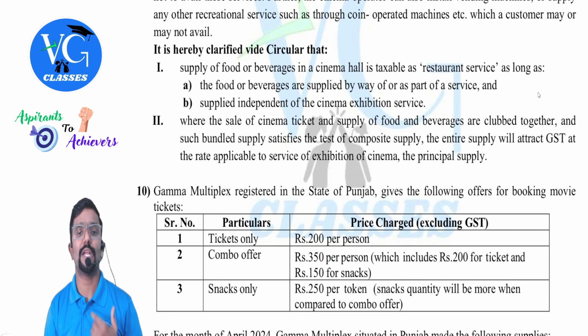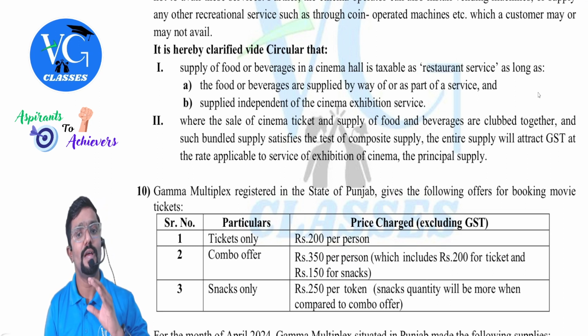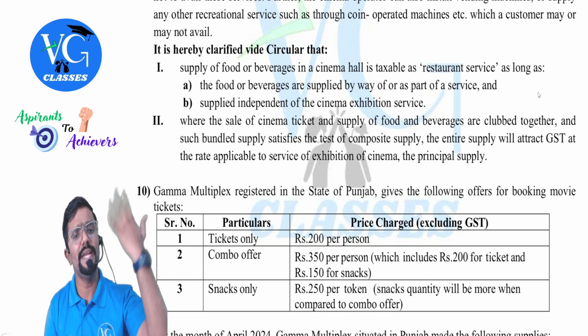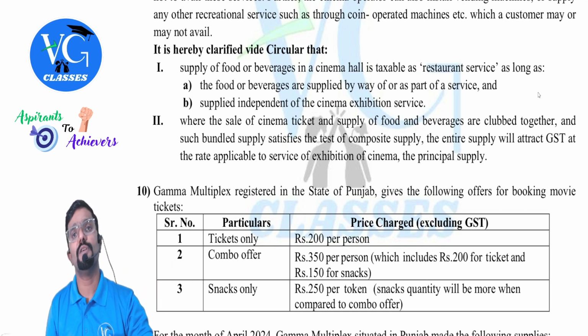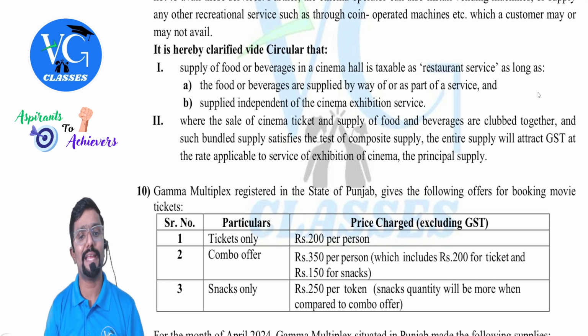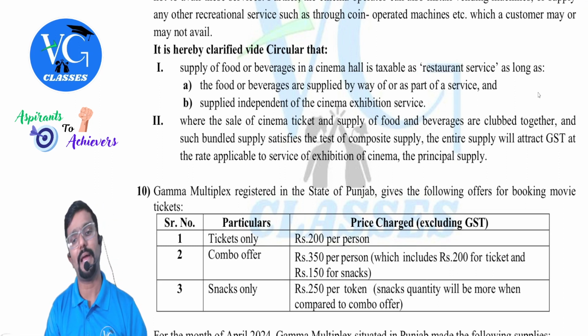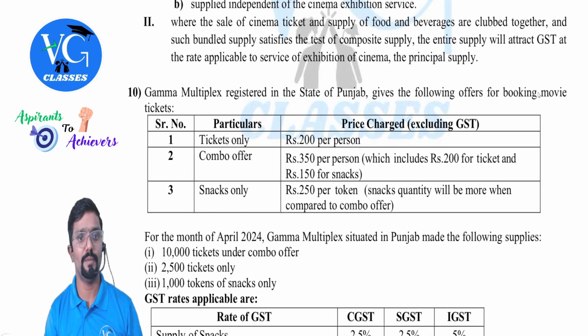Now, what is the ultimate clarification, sir? It is hereby clarified through a circular that supply of food or beverages in a cinema hall is a restaurant service as long as the food or beverages are supplied by way of or as a part of service and supplied independently, means separately, of the cinema exhibition service. Sir, what if both are clubbed for a single price? Then, where the sale of cinema ticket and supply of food and beverages are clubbed together, and such bundled supply satisfies the test of composite supply, the entire supply will attract GST at the rate applicable to service of what? Exhibition of cinema, because that will be the principal supply, guys. That will be the principal supply, considering it as composite, naturally bundled.